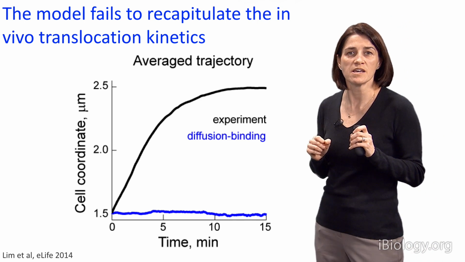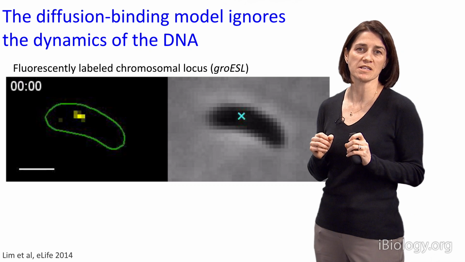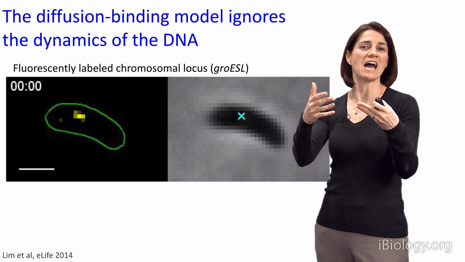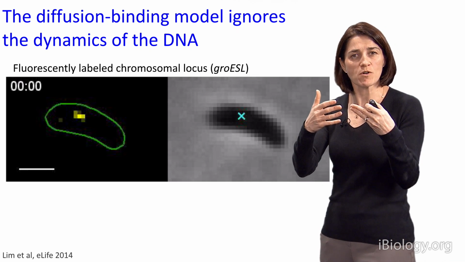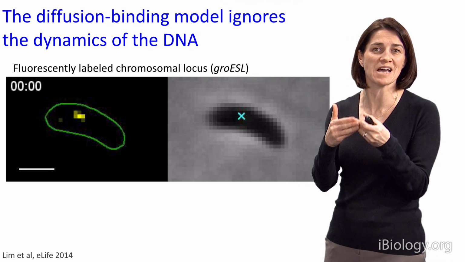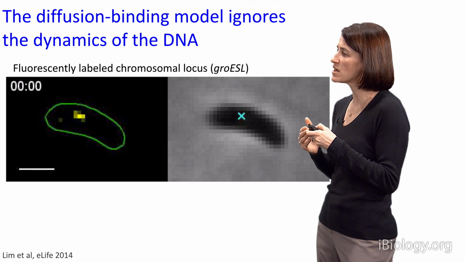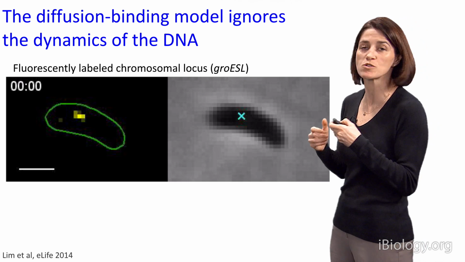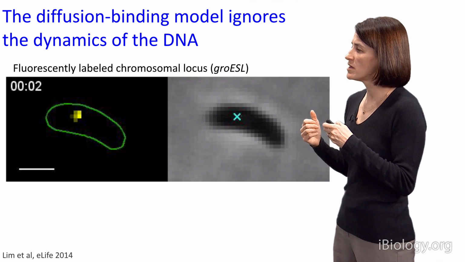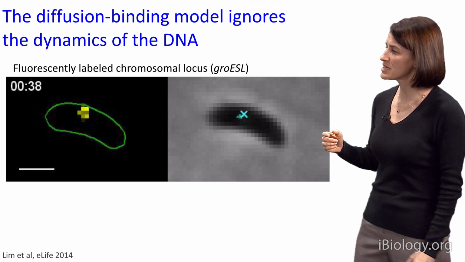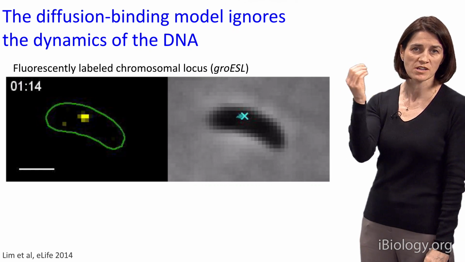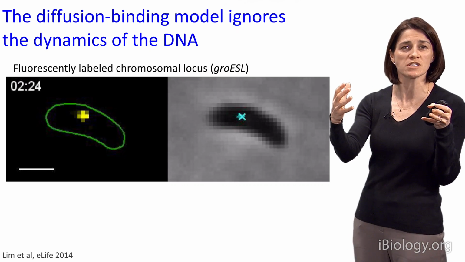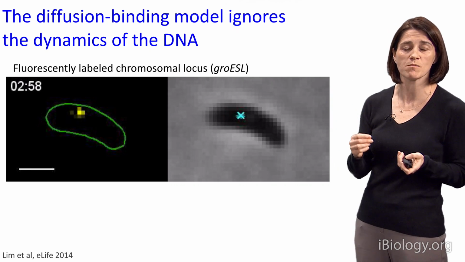What was missing is DNA dynamics. Now, in our model, the ParA-ATP dimer was static. But the ParA-ATP dimer is bound to the DNA, which we know is dynamic. And this is shown here. Here, what we have is one chromosomal region that is fluorescently labeled so we can track it over time. And as you can see here, it's actually moving, it's wiggling around. And this has been known for quite some time. And you can take many different regions on the chromosome, and you see the same behavior.